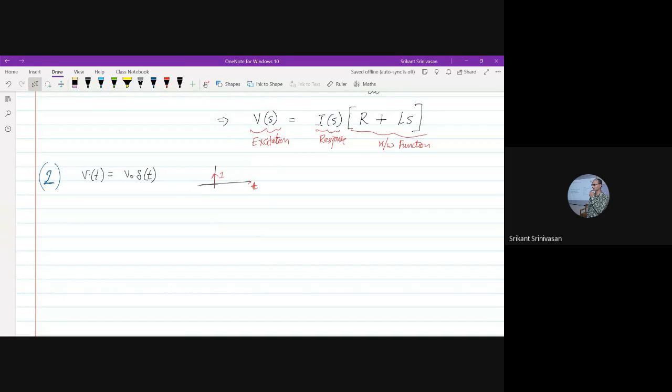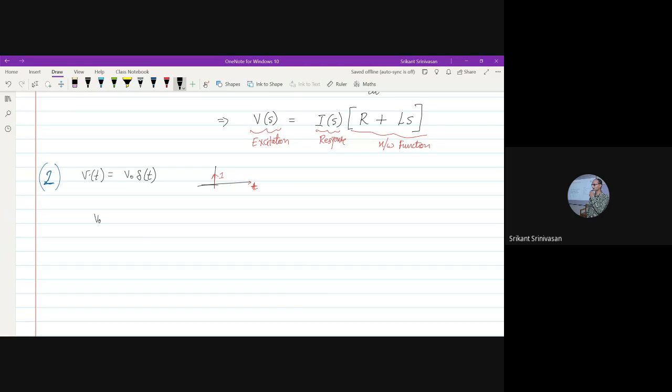Now I'm going to follow the same pattern because this is my standard equation for my series RL circuit. So now I will say V naught into delta of t. What is the Laplace transform of this? Delta of t?